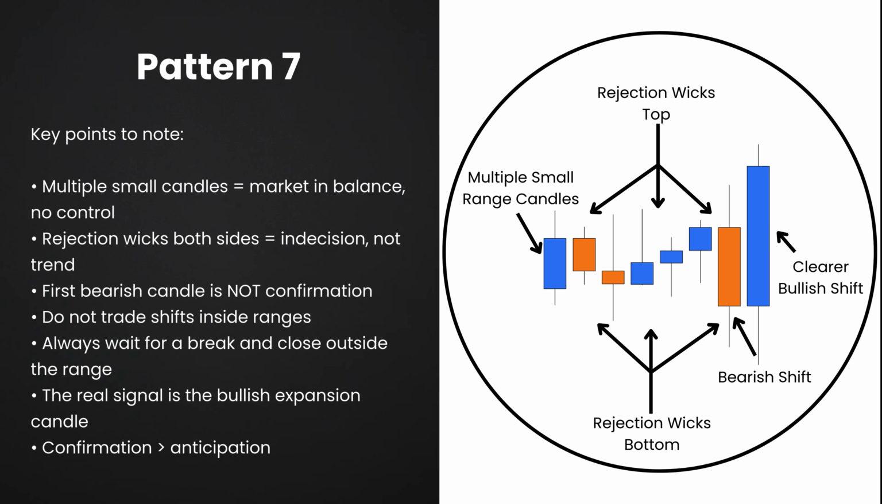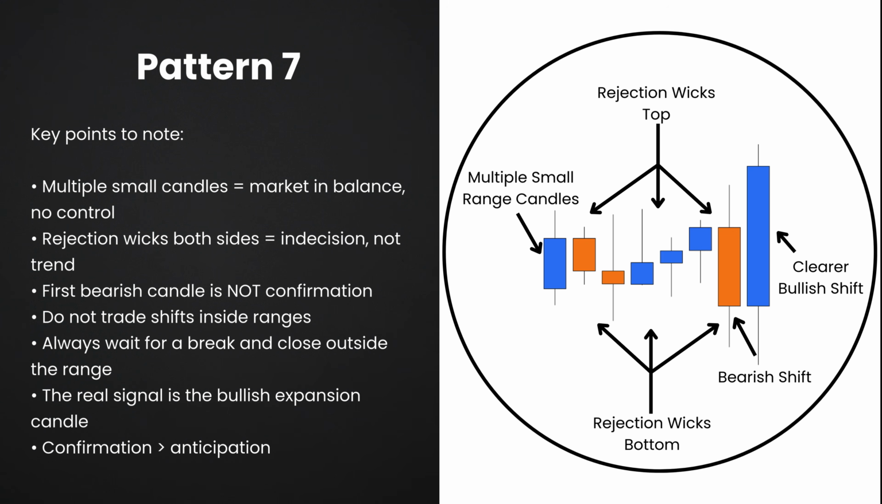Key points to note. Multiple small candles equal market imbalance, no control. Rejection wicks both sides equals indecision, not trend. First bearish candle is not confirmation. Do not trade the shift inside of ranges. Always wait for a break and close outside the range. The real signal is the bullish expansion candle.